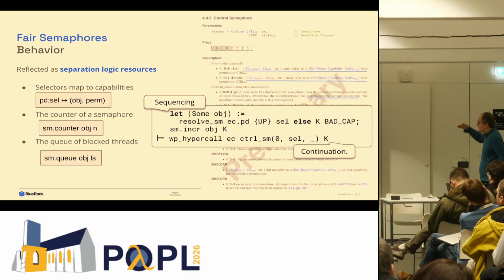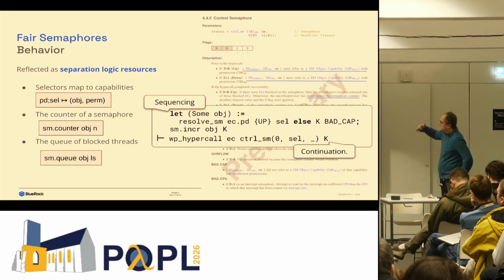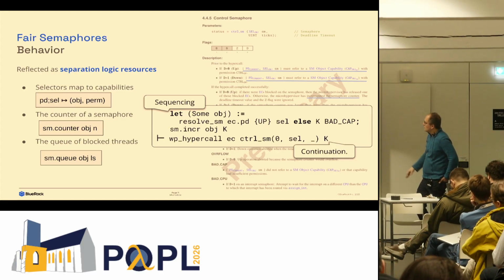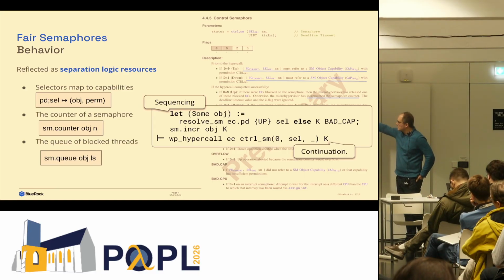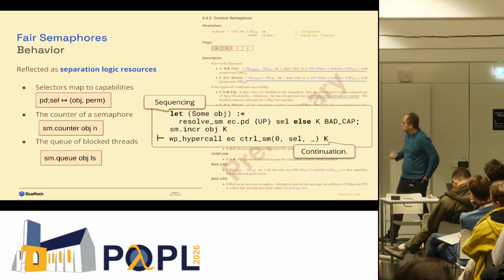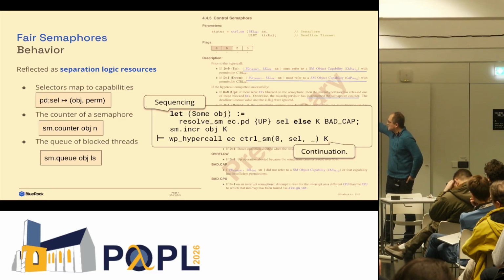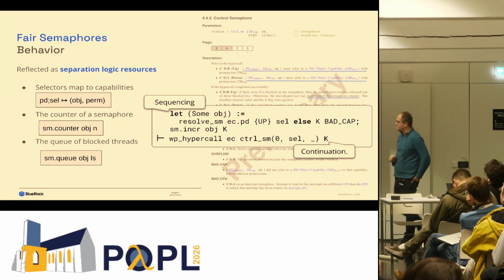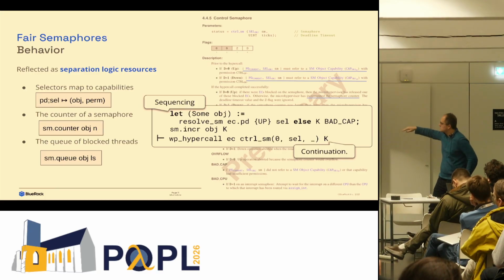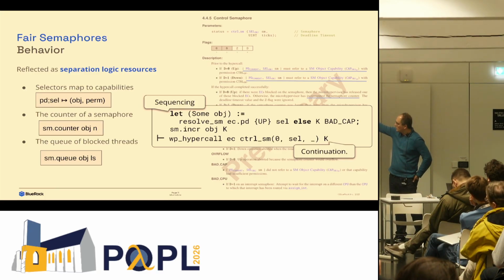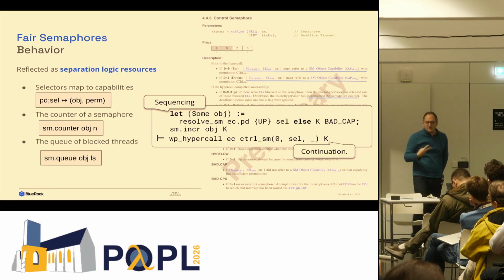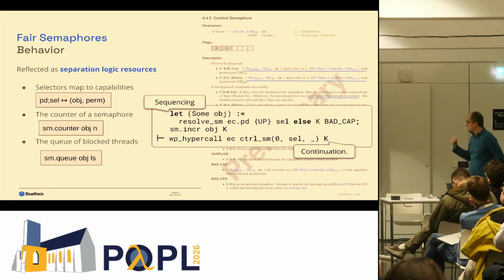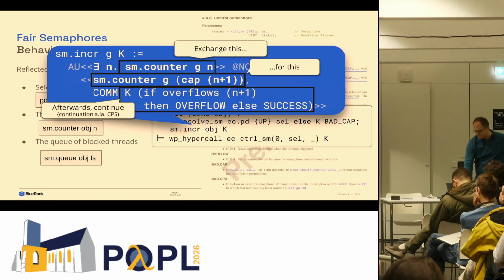expose the operations. What does it mean to sem up or sem down? Well, first it means to resolve the selector. You can think about these as like file system handles in an operating system. So you resolve the selector, you check that it is actually a semaphore object, and then you do this increment operation. We're saying that this hypercall occurs in 2 logically atomic steps. The first one is that resolution, and the second one is the increment.